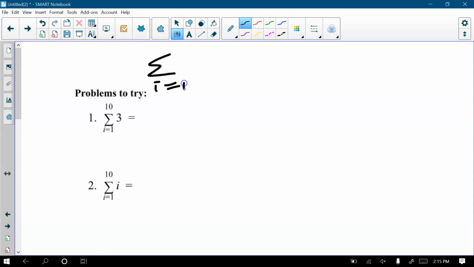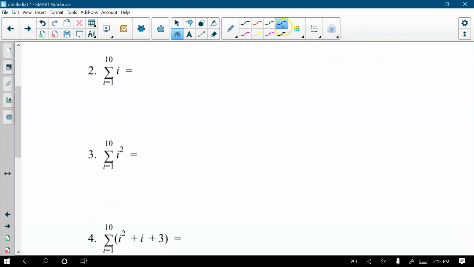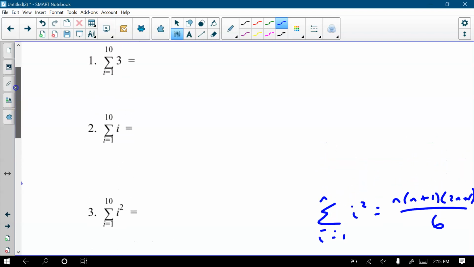The sum from i equals 1 to n of c is equal to c times n. The sum from i equals 1 to n of i is equal to n times (n plus 1) over 2. And I think we'll see the last one, the i squared one, I'll write down here. The sum from i equals 1 to n of i squared was equal to n times (n plus 1) times (2n plus 1) over 6. Okay, let's see what we get here.